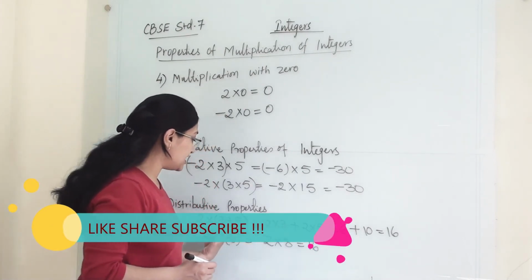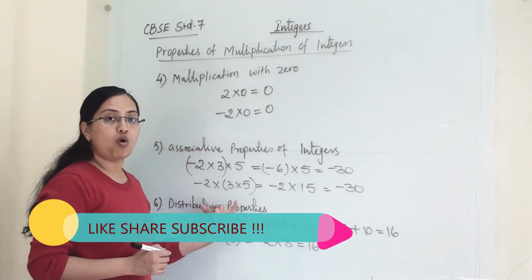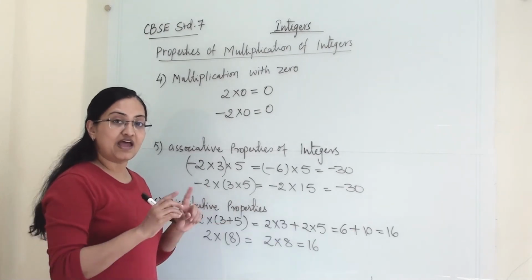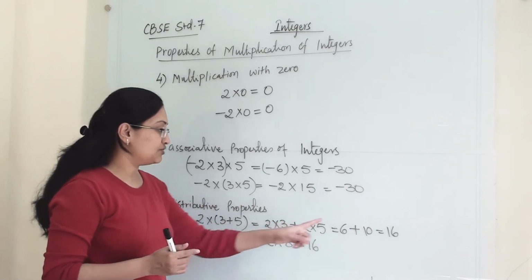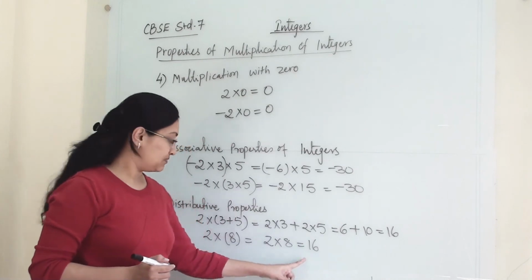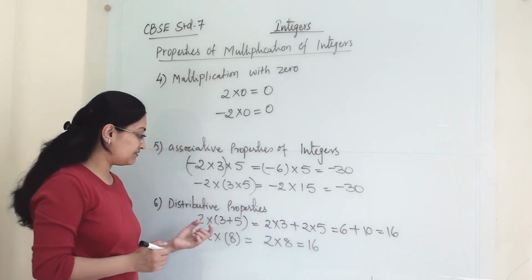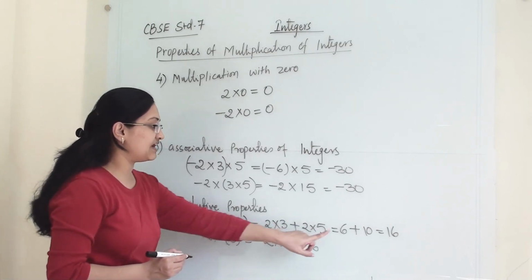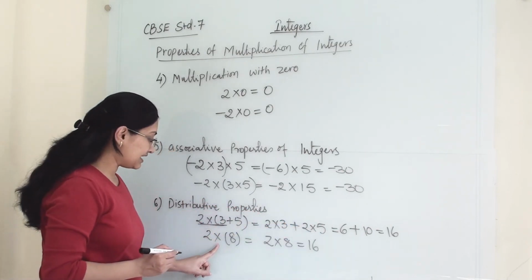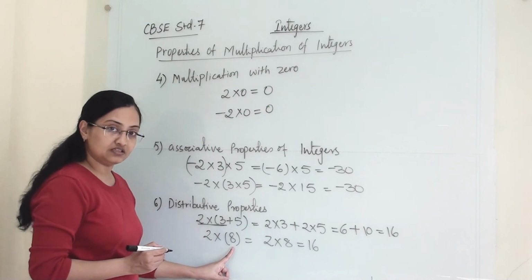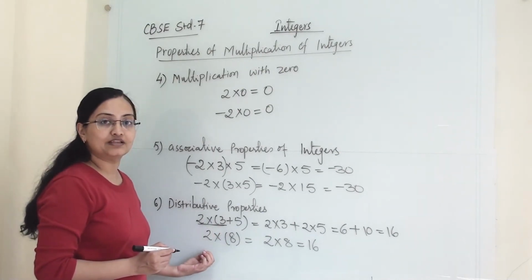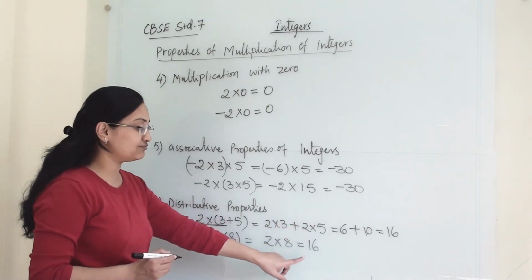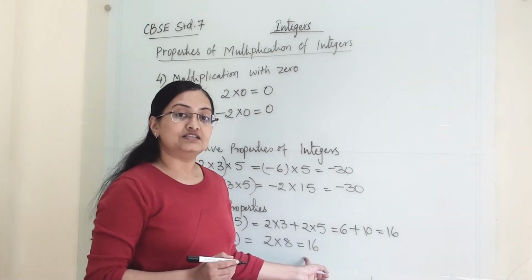So even if you change the grouping or order of operations with addition and multiplication, your answer will remain the same. In the first case, we first did the multiplication and then we did the addition. And in the second case, first we did the addition followed by the multiplication. But in either case, the result has remained the same.